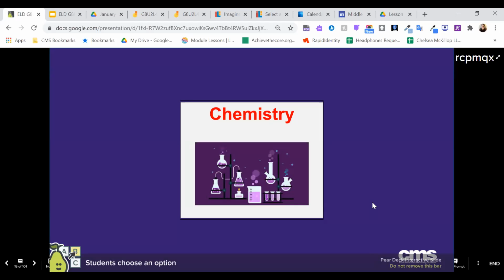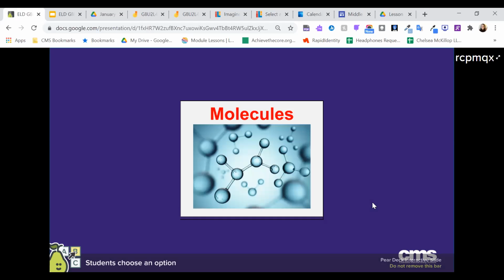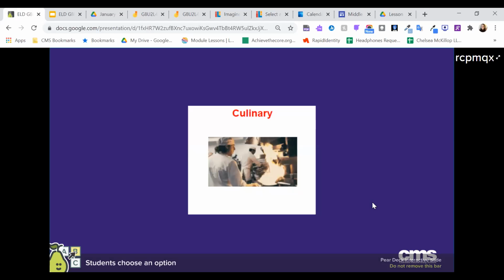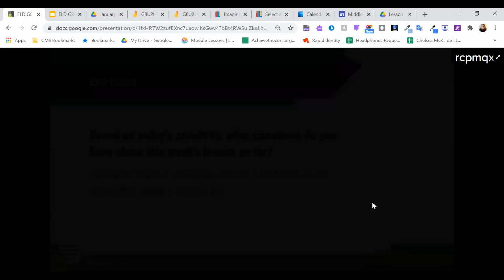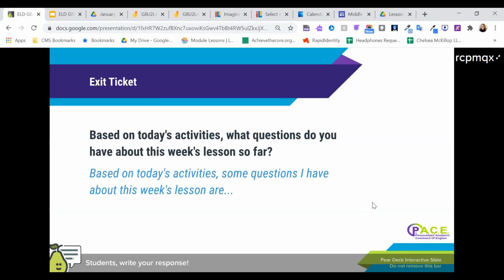So they can choose their option on the side and kind of just get an idea of where students are at in terms of these words. Molecules, and you just go through all of them. Culinary, sculpture, kind of just going through, not talking about them too much, that will come later on. And then finally ending with an exit ticket.